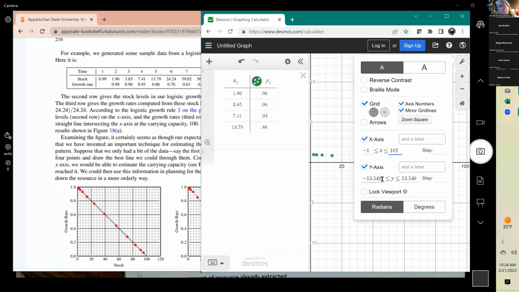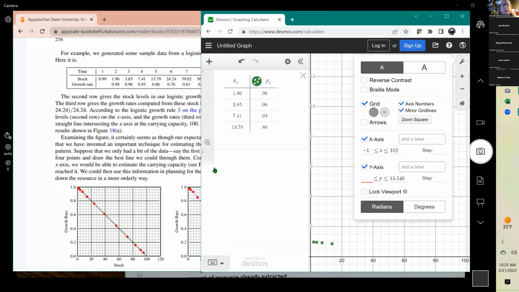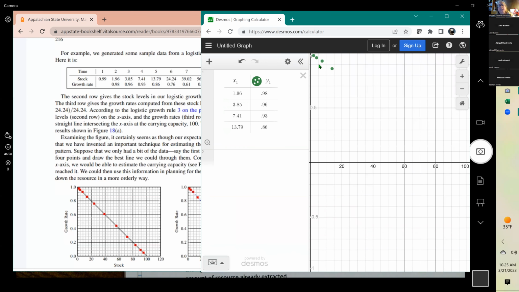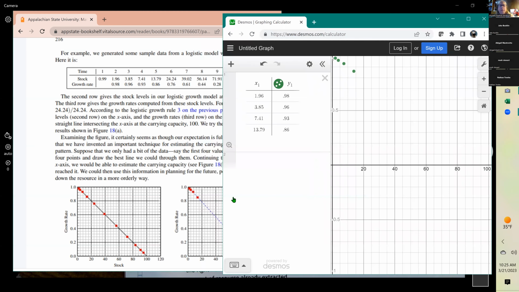And then this one will go from -1 to 1. And you could see the points, and this is kind of like that first one. But I guess the closer one, the one on the right.